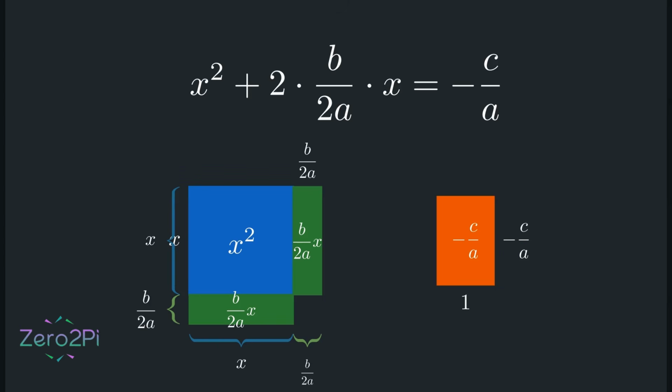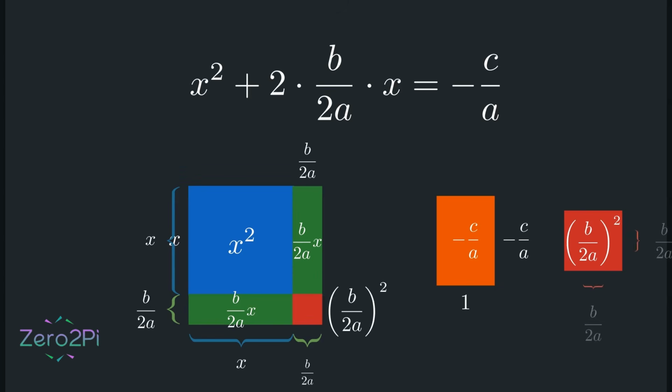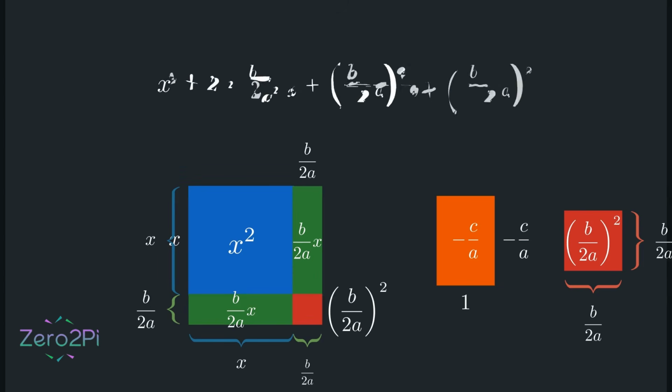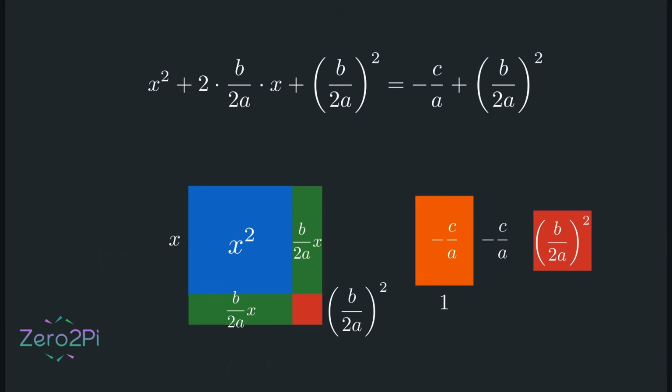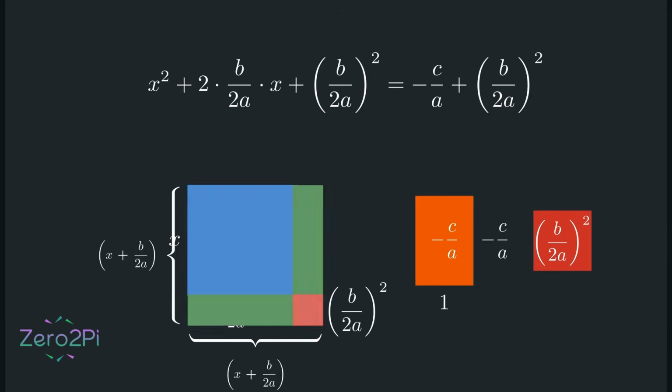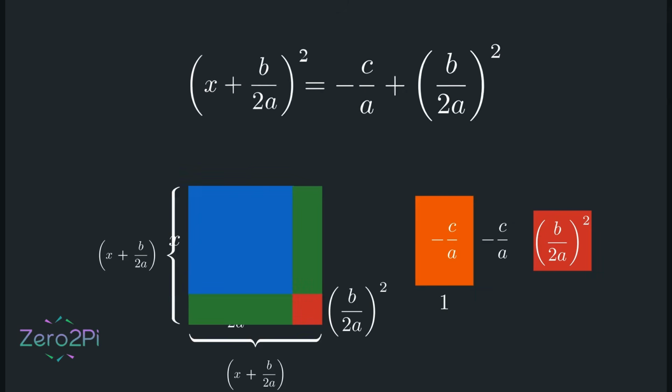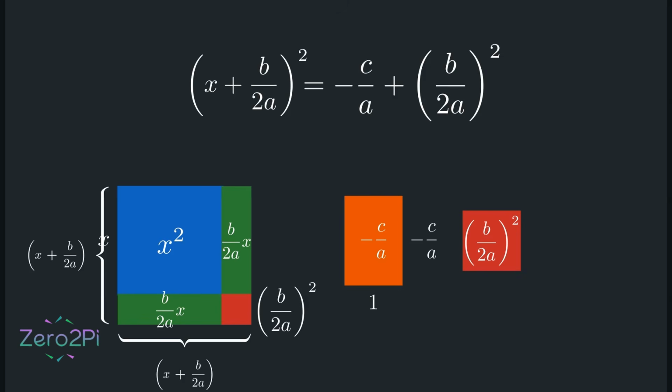If we look closely, the area of this missing piece is b over 2a, whole squared. So to complete the square, we simply add this small square, and to keep everything balanced, we add the same amount to the other side. Now the entire shape becomes one perfect square, and this is the key moment. We've transformed a messy shape into something clean and complete. What started as pieces now becomes a single, perfect structure. And once everything forms a square, the problem becomes much simpler to solve.